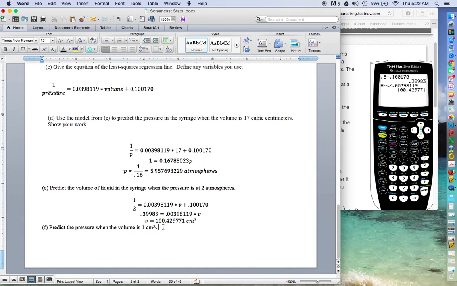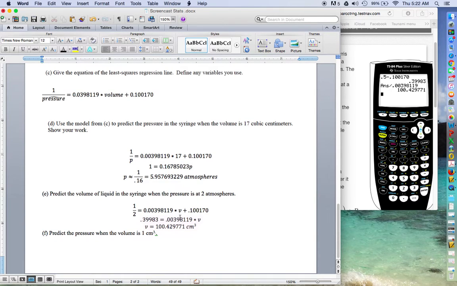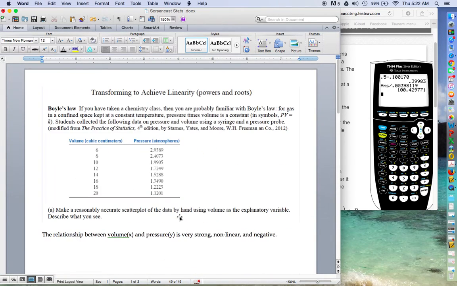So we could go ahead and just stick that in. But every time you're asked to make a prediction with a regression model, I'd always think about, is that really a legitimate thing to do? So let's go back up and look at our table. This is the original data that we had, right? We knew about volumes for 6 cubic centimeters up through 20. We knew about pressures between about 3 and 1. It looks like 1 to 3.